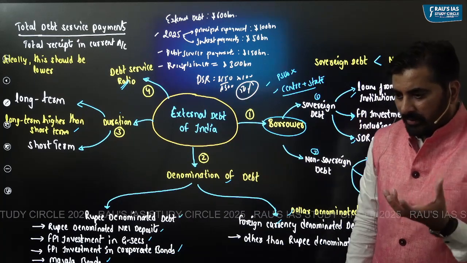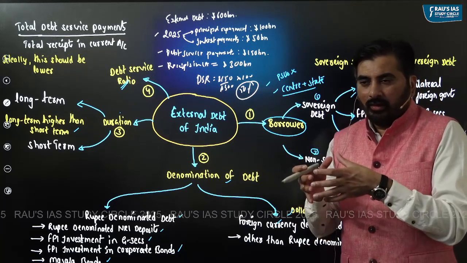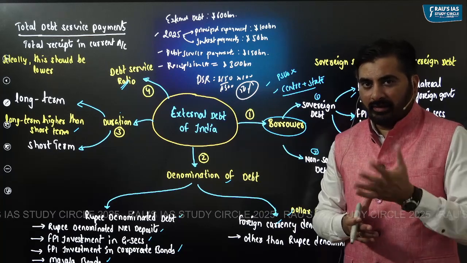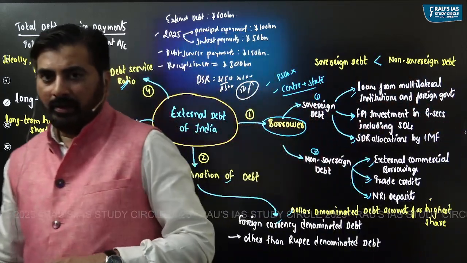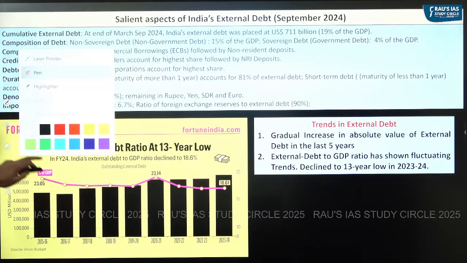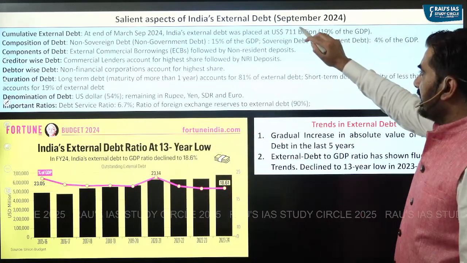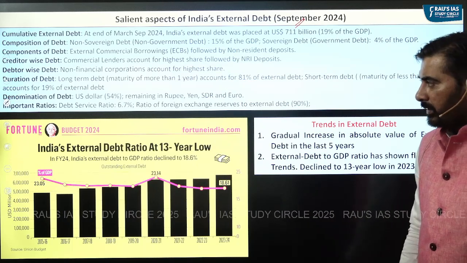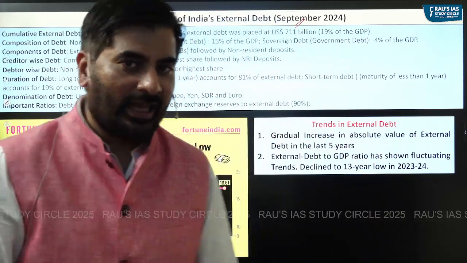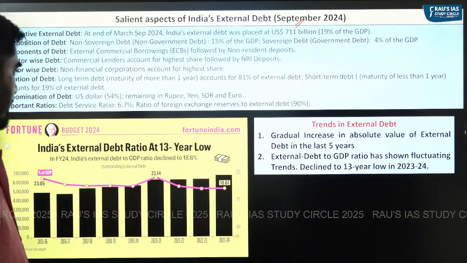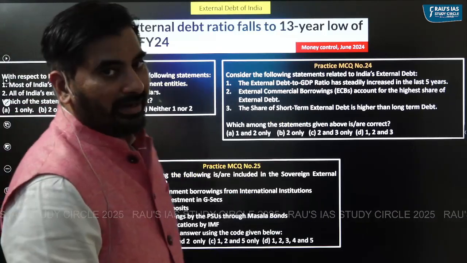So in simple English, it tells us what percentage of our receipts in the current account we are using to service our external debt. That is what debt service ratio is. Ideally, that should be lower. Apart from that, I have highlighted the recent trends in India's external debt. All of this data is as per September 2024. It's mostly data. Please have a look at the data. I think it's quite self-explanatory. After going through this data and the trends, you can try to solve these two prelims questions for practice.